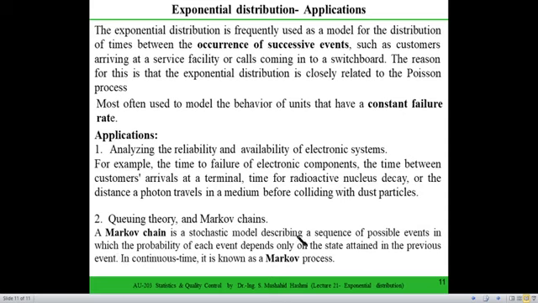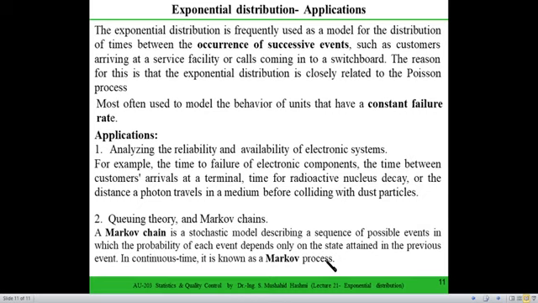So once you're moving from one state to another state, and the time is a continuous variable, just like the same as a Poisson process, such a process is known as a Markov process. Markov is just the name of a scientist, and such a chain describes a sequence of possible events in which the probability of each event depends on the initial state.